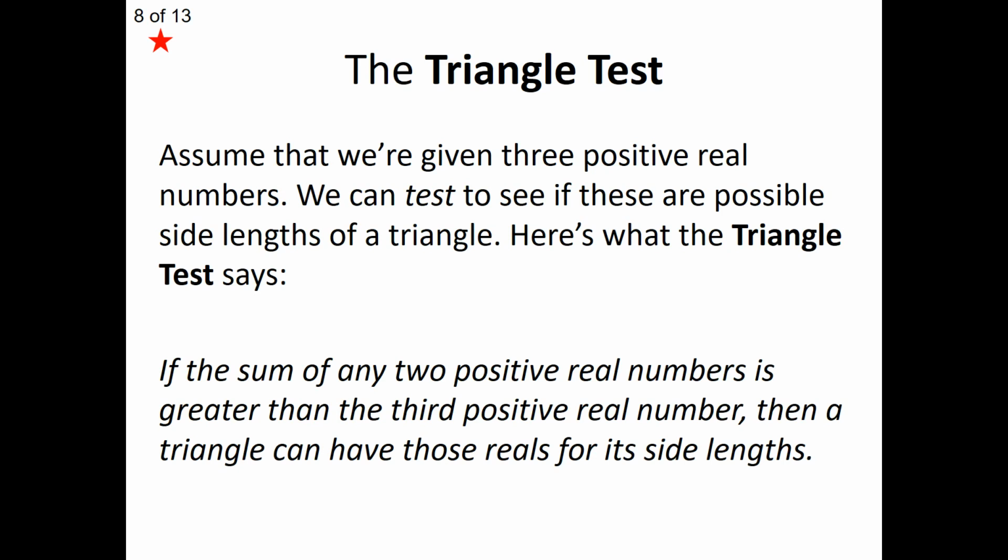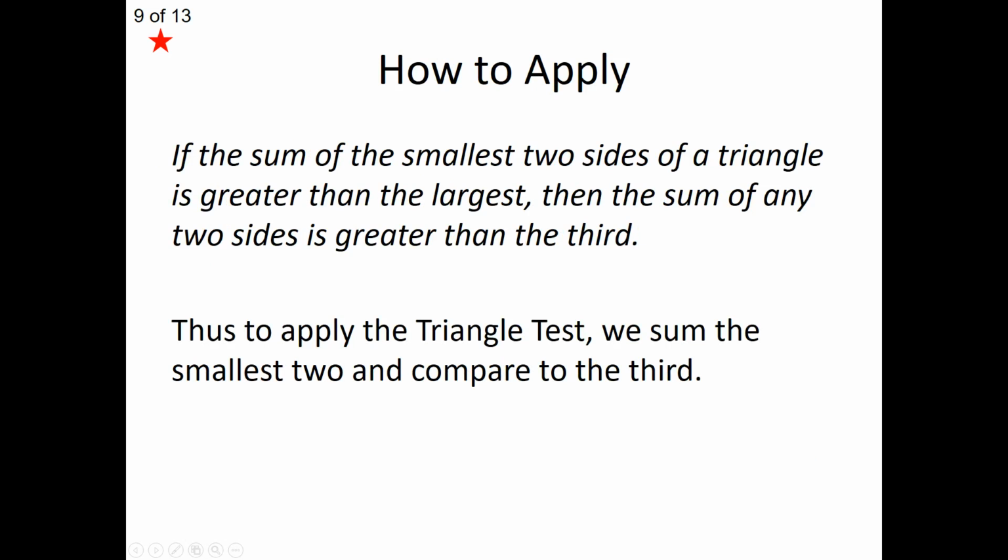If we're given three segment measures, the question is, could we make a triangle out of those three? Because if I pick any two sides, it has to be greater than the third side. Okay? Now, how do we narrow this down? Because I don't want to just pick any two sides of a triangle and add them together. We're going to narrow down our triangle test a little bit better. Here's how we're going to apply it.